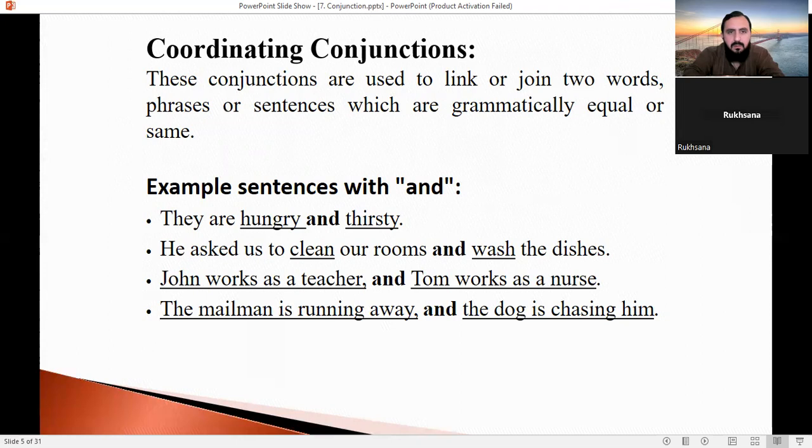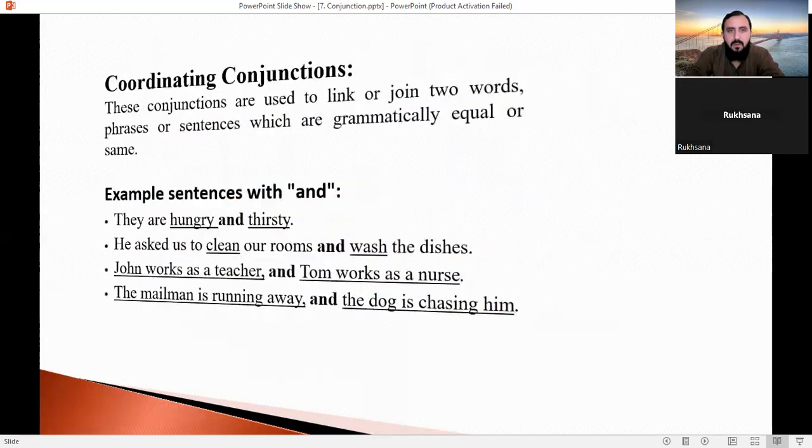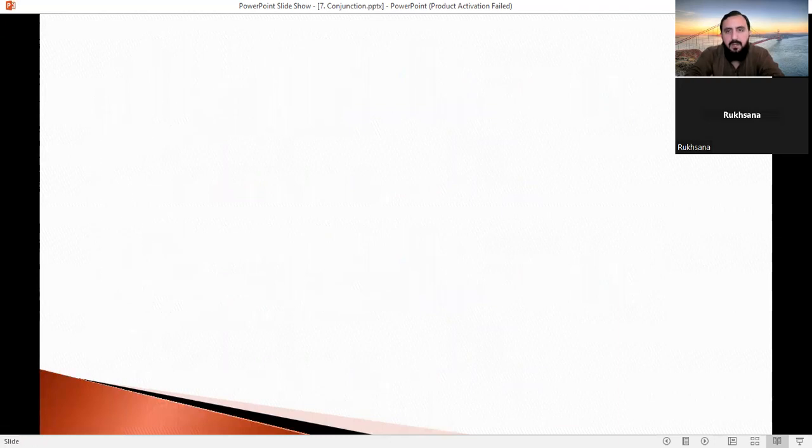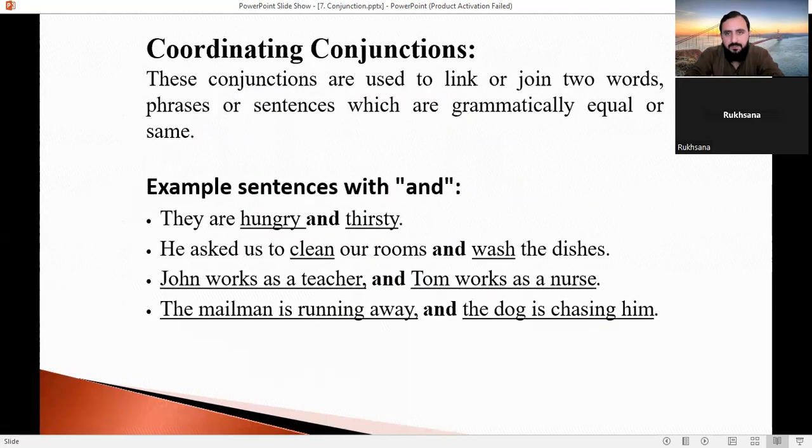Okay, can you read the definition for coordinating conjunctions? Sure, sir. Coordinating conjunctions. These conjunctions are used to link or join two words, phrases, or sentences which are grammatically equal or same. For example, they are hungry and thirsty. He asked us to clean our rooms and wash the dishes. John works as a teacher and Tom works as a nurse. The mailman is running away and the dog is chasing him. So in this case, and is a coordinating conjunction.